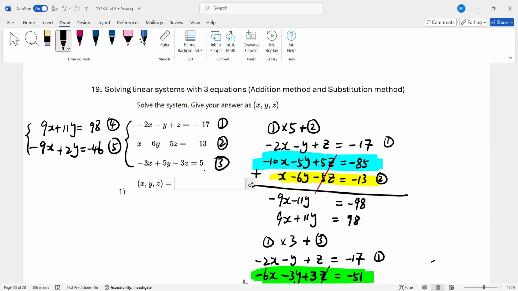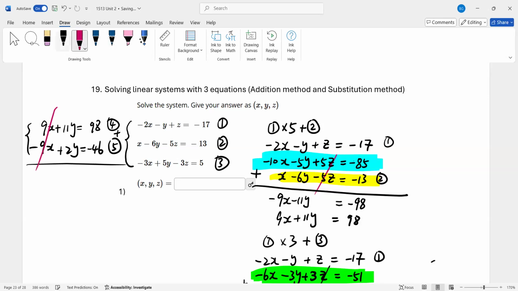Now look at the system on the top left, equation 4 and equation 5. We are going to keep doing the same thing to get rid of another variable. We already got rid of z, now we want to get rid of x. Isn't it already ready? In equation 4 we have 9x, in equation 5 negative 9x. So they are ready for adding together. Equation 4 add equation 5.